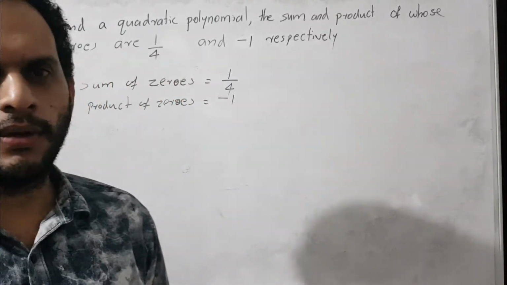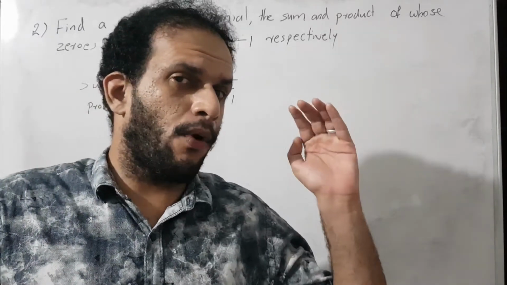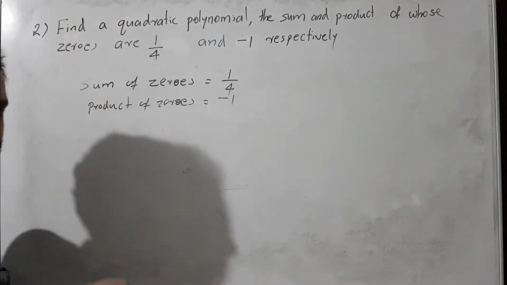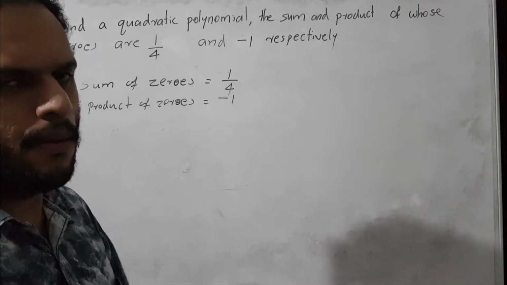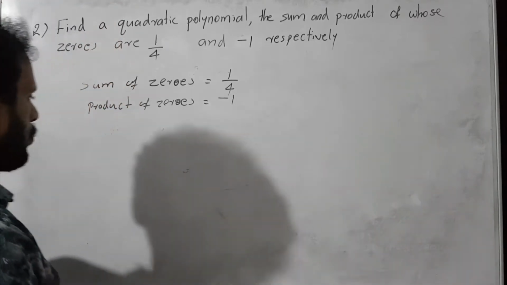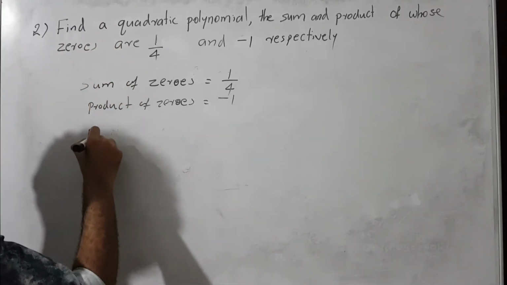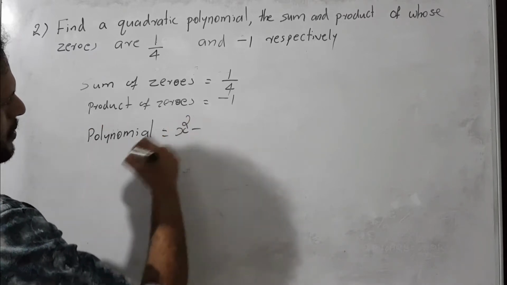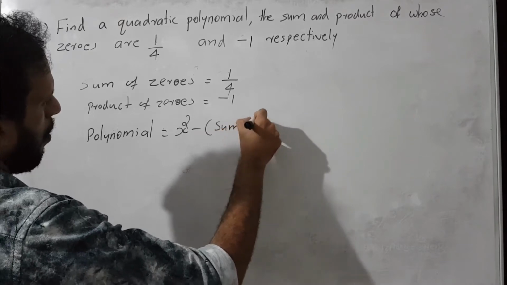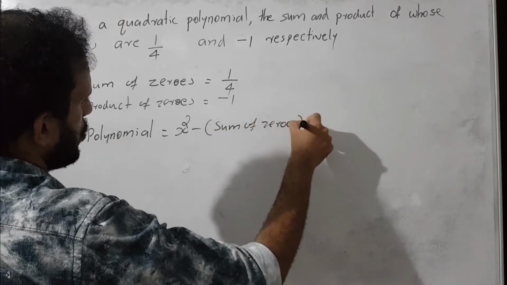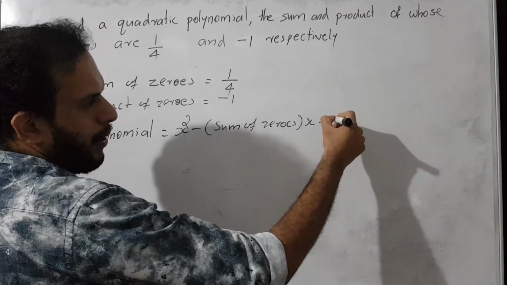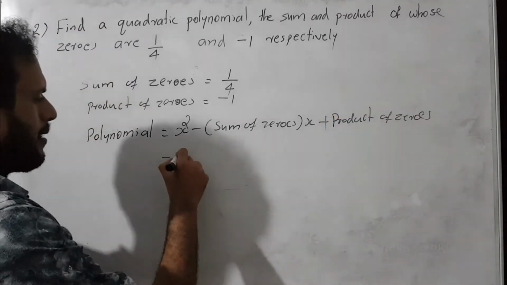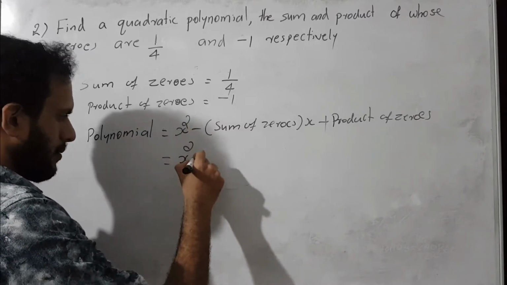Then we write the equation. What is the equation? The required polynomial is equal to x square minus sum of zeros into x plus product of zeros, which is equal to x square minus, correct?